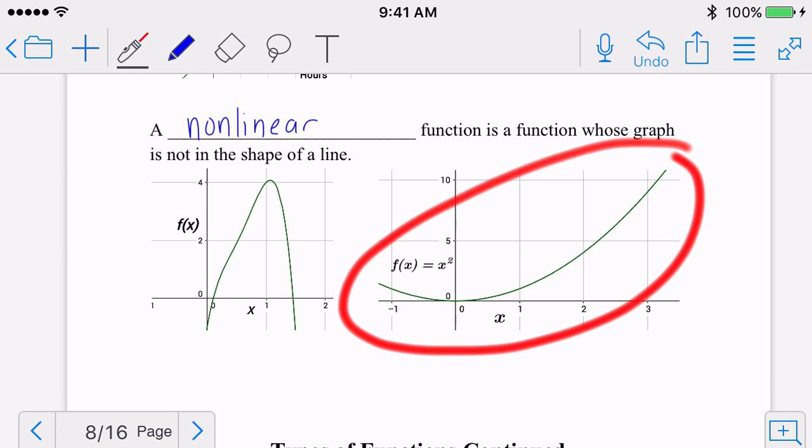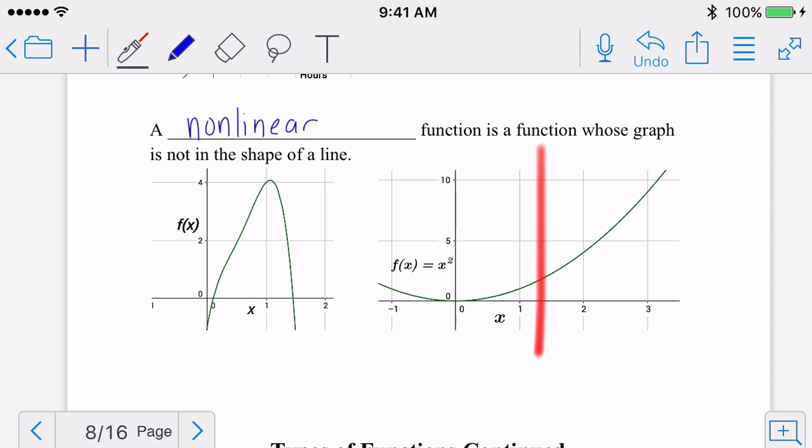Same with this guy over here. If I do my vertical line test, it's still good. It's only intersecting in one spot. It's just nonlinear because it has this curve going on with it. So you have linear, straight lines, nonlinear, everything else.